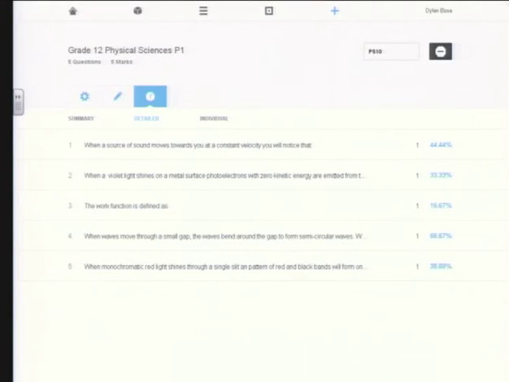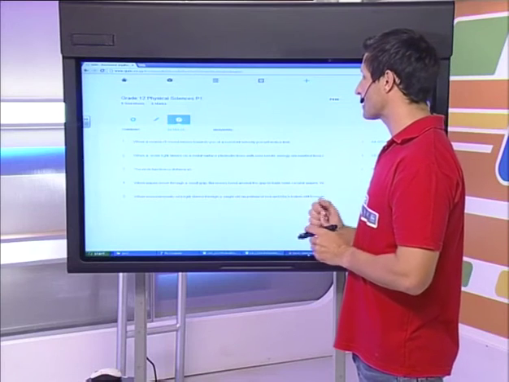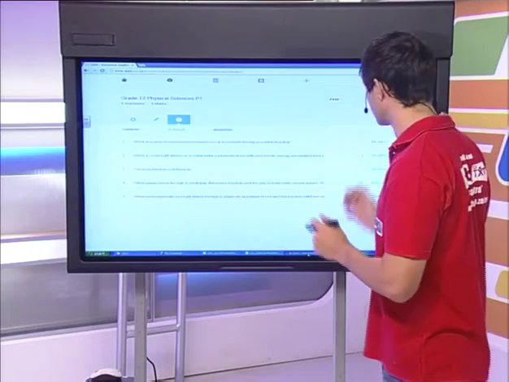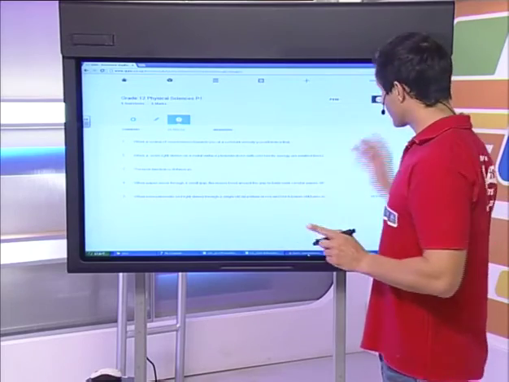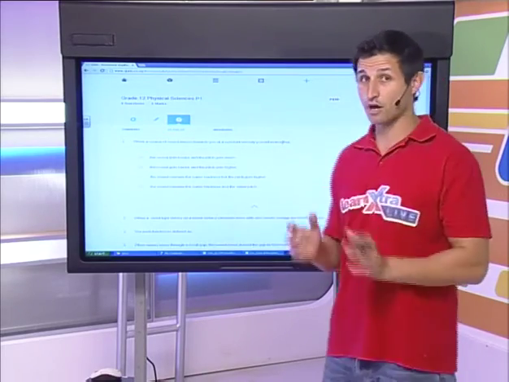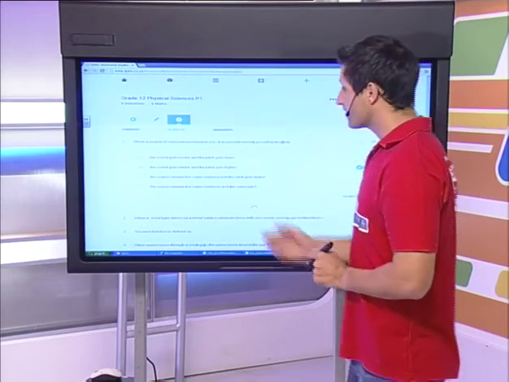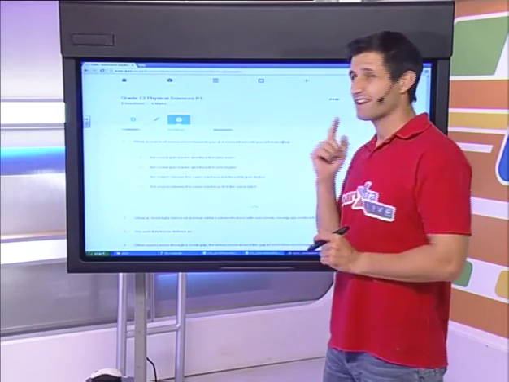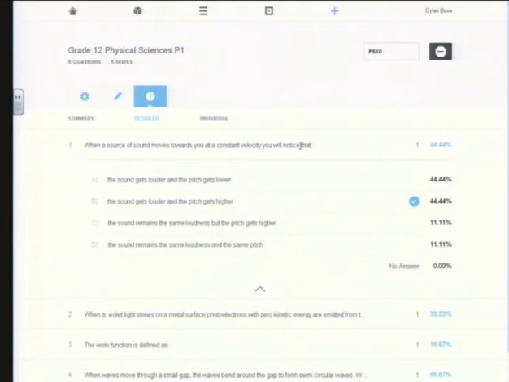So first of all, when a source of sound moves towards you with a constant velocity, you will notice that. Okay, now there were a couple of options. 44% of you got this correct. So let's take a look at my options and see which one was correct. The sound does get louder and the pitch gets lower. Absolutely not. Option B, the sound gets louder and the pitch gets higher.